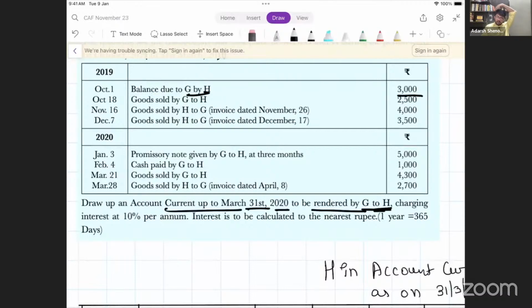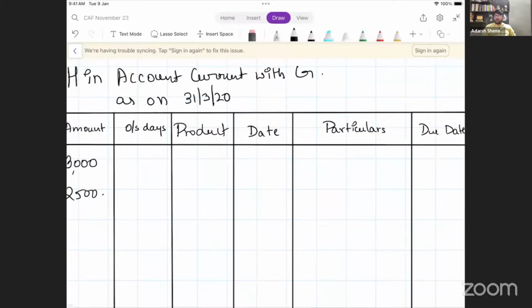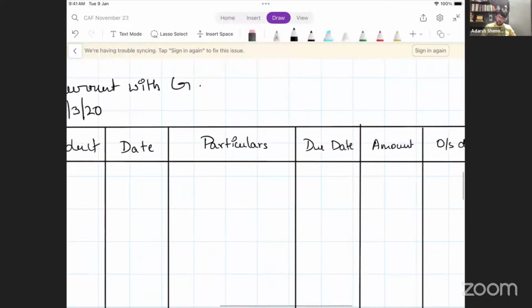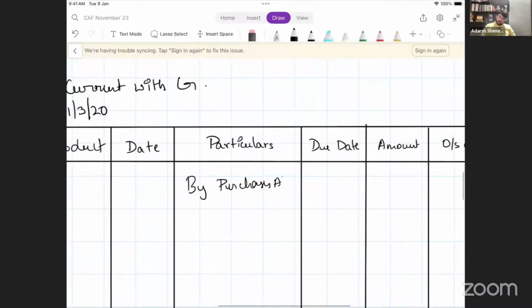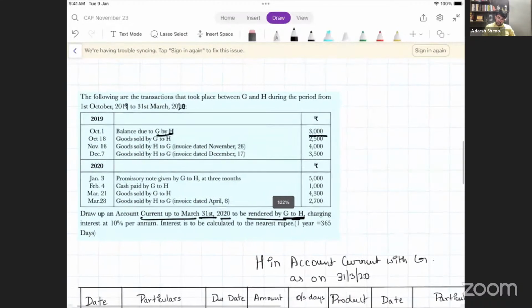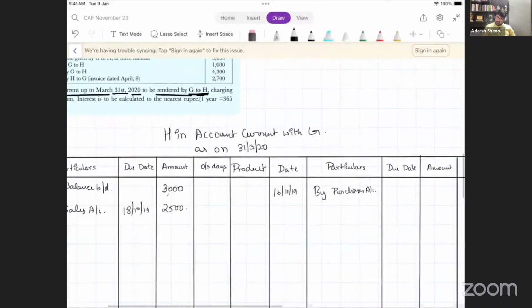Goods sold by H to G. So here H is selling to us. Here G, we are purchasing the goods, right? So the entry for purchases is purchase account debit to H's account. So H's account will be credited by purchases. This is H's account. So the entry is purchase account debit to H account. So H account will be credited by purchases account. This is on 16/11/19. Amount is 4,000.